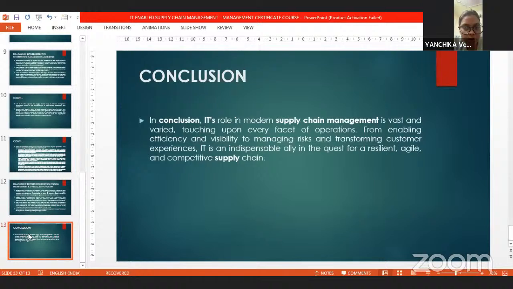In conclusion, IT's role in modern supply chain management is vast and very touching upon every facet of operations, from enabling efficiency and visibility to managing risk and transforming customer experience. IT is an indispensable ally in the quest of a resilient, agile and competitive supply chain.